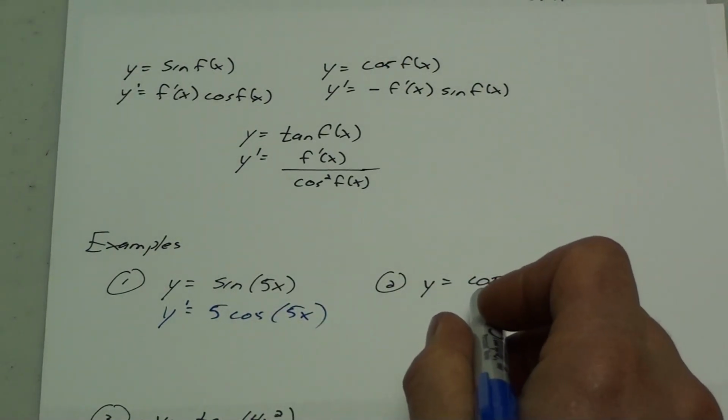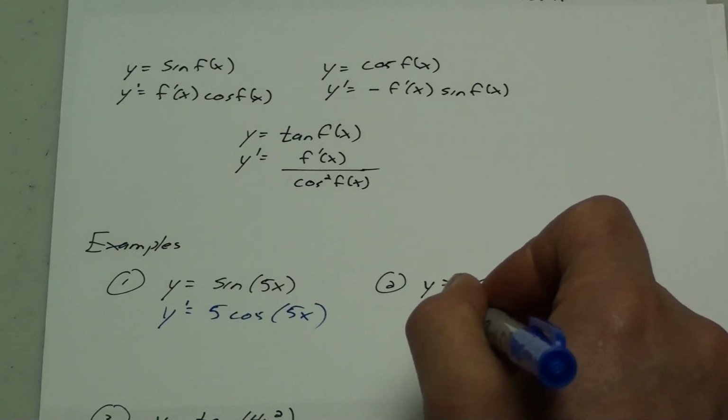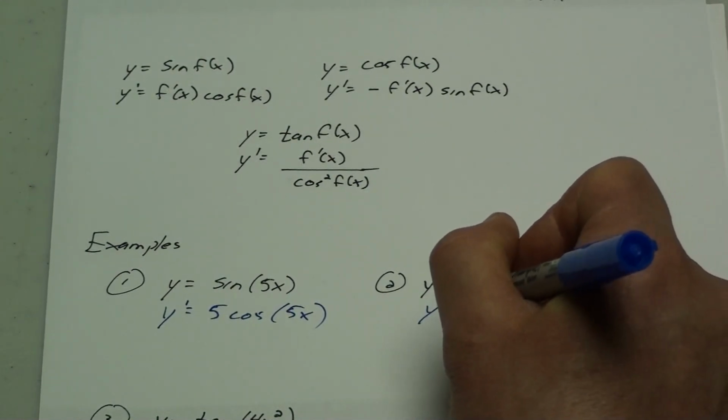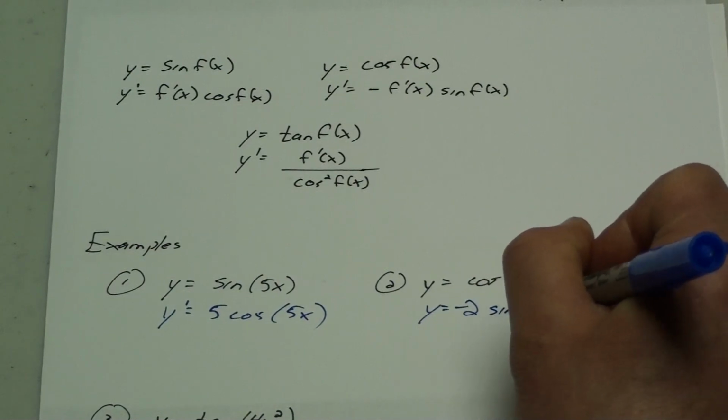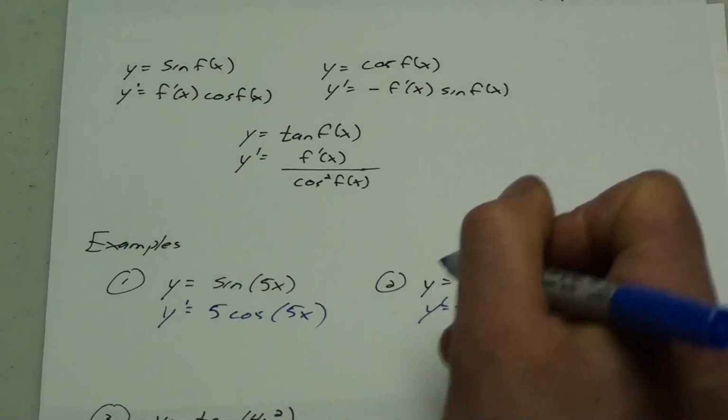Okay, here I have cos. My angle is 2x plus 1, so I have to take the derivative of the angle, which is just going to be 2. Derivative of cos becomes negative sine, so it becomes negative 2 sine, and then my angle does not change. And that's the derivative.